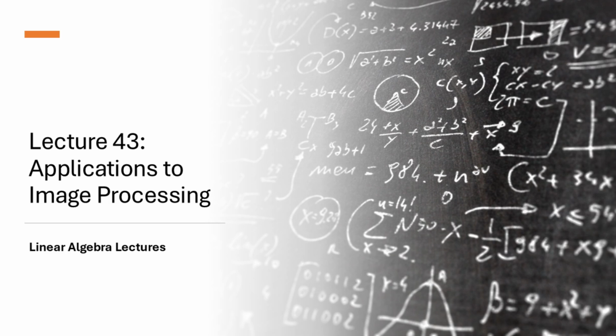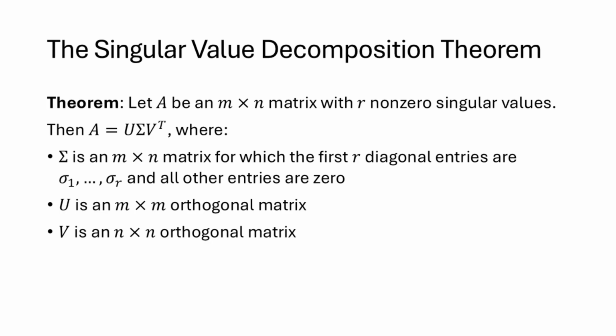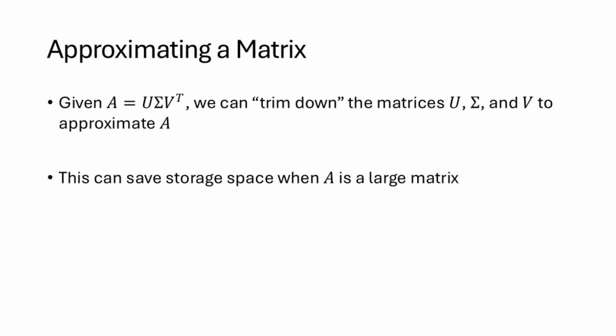Lecture 43, Applications to Image Processing. In the previous lecture, we learned about the singular value decomposition theorem, which says that we can take any matrix A and decompose it as U times sigma times V transpose, where U and V are orthogonal matrices, and sigma is a not quite diagonal matrix that has the same shape as A. What we're going to learn in this lecture is that we can use this singular value decomposition to approximate a matrix by trimming down the matrices U, sigma, and V.